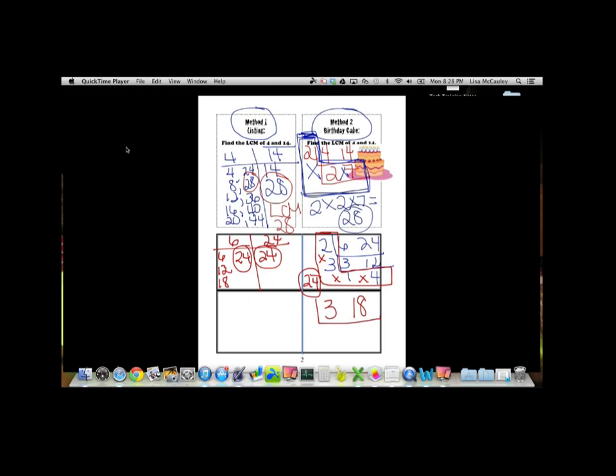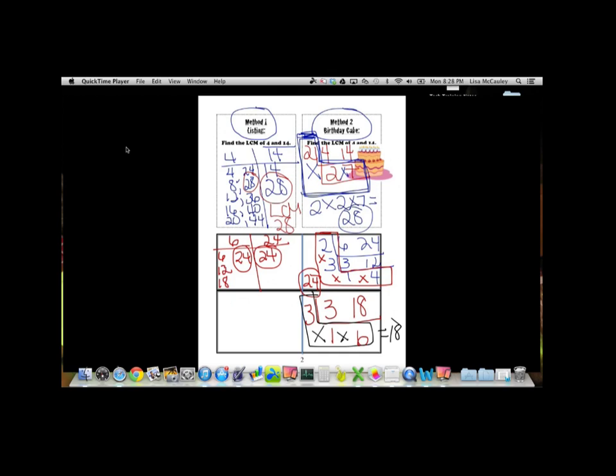What can go into both 3 and 18? 3, obviously. 3 goes into 3 once and into 18 6 times. Okay, we draw our L around the outside and we get 3 times 1 times 6 equals 18. So my theory was true.